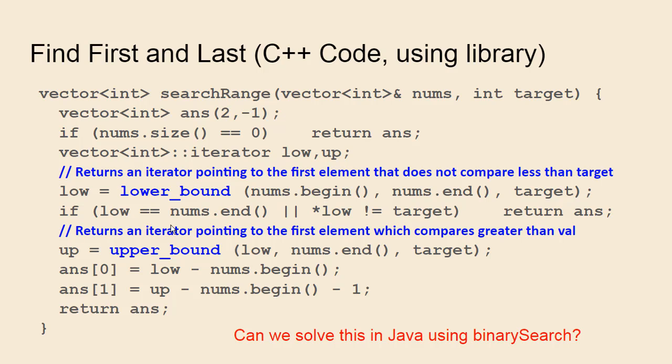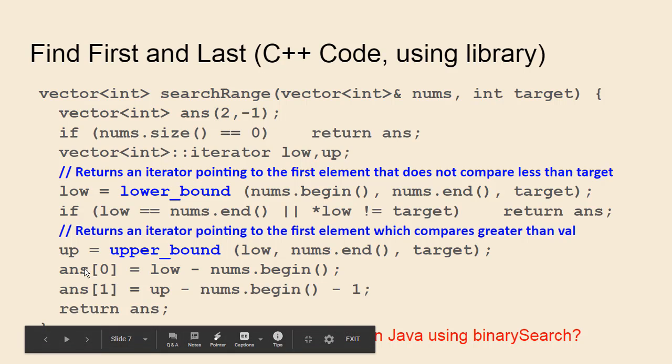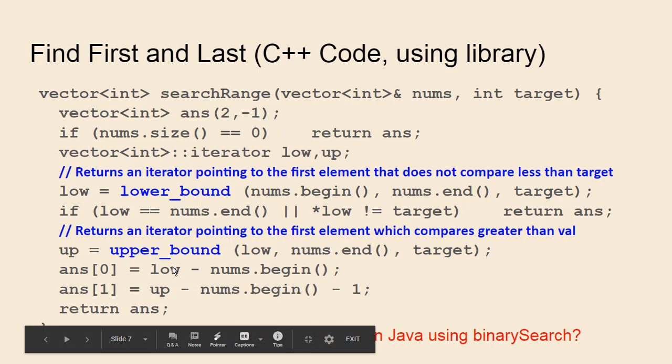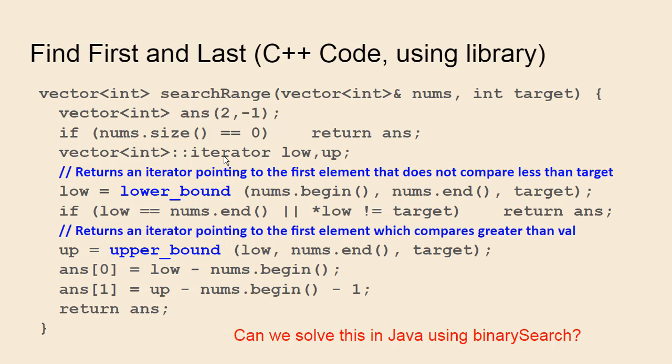If we pass this condition, then it means that low actually points to the first appearance of target. So, jumping slightly ahead, we'll compute the index by using low minus nums.begin. The C++ library, based on the iterator type, will basically figure out the index. This is assigned to answer 0. Then to find the upper bound, to find the last appearance of target, we use the upper bound function.